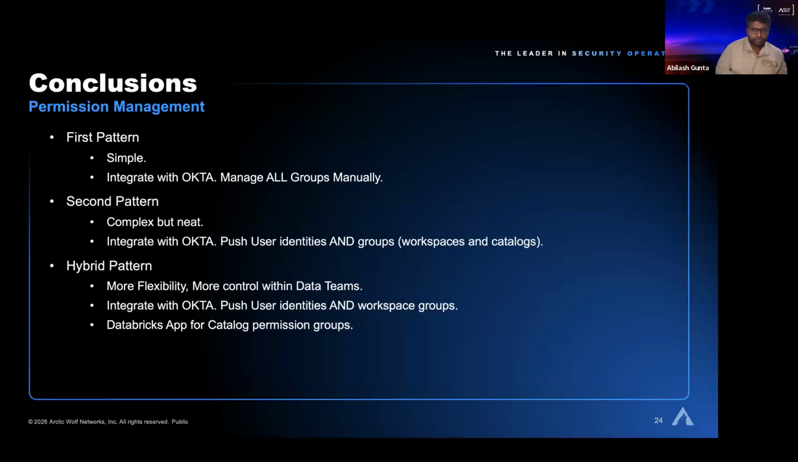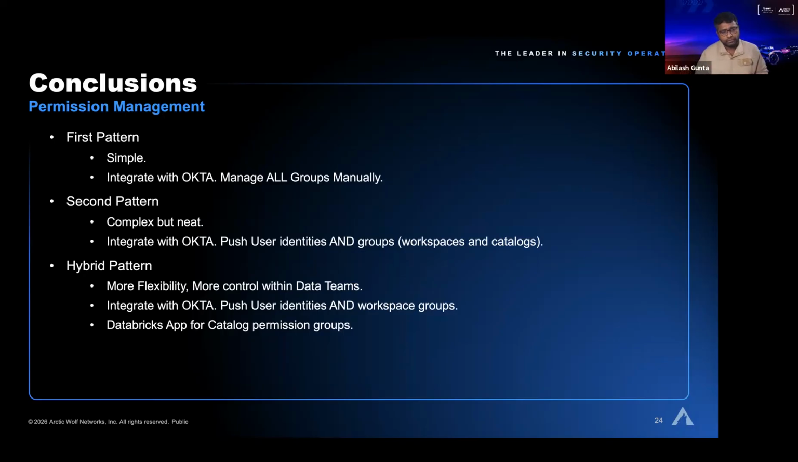And then going to the conclusions, just to review, the first pattern is very simple. You integrate with Okta. You still manage all the groups manually. The benefit you get is single sign-on, and you also get automatic user management from Okta, right? From centralized governance. The second pattern is a little complex, but it's still very neat because it's very logical, right? You can always go to Okta or Databricks and see who has access and who has access to what groups. You can review it, you can audit it, and all the good things that come with that. You integrate with Okta, you push user identities and groups. You push both workspace groups and catalog groups, right?